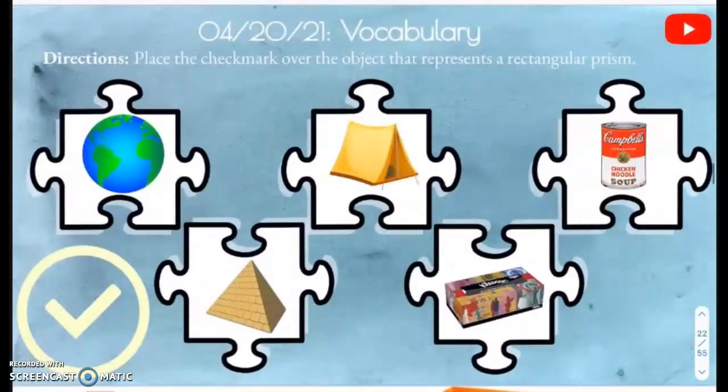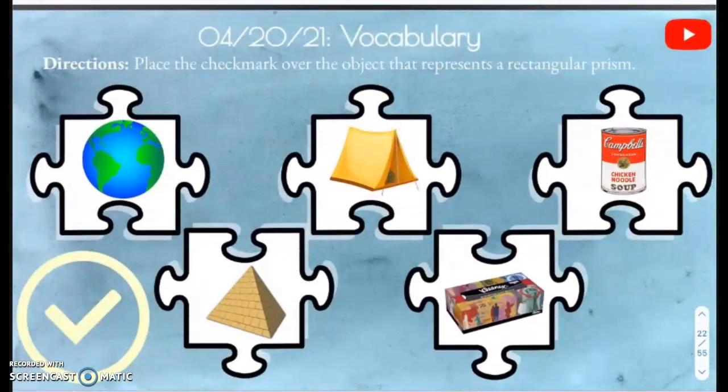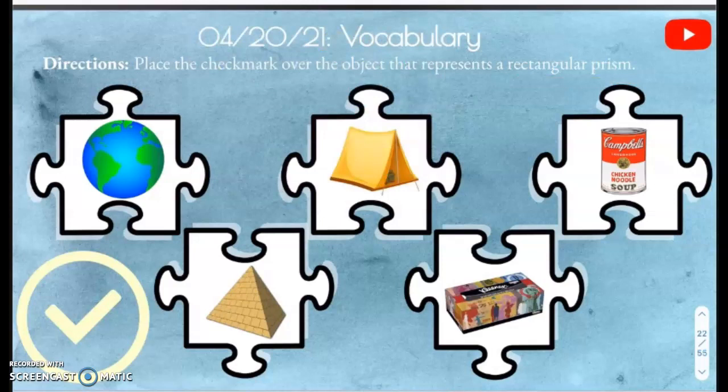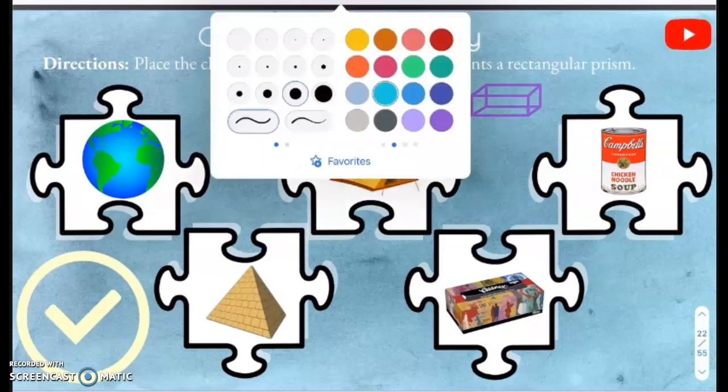All right, so we're going to place a check mark over the object that represents a rectangular prism. So a rectangular prism is going to have some rectangles. So if we have some rectangles, they're going to have all sides of rectangles. There's not going to be any triangles, hence the name rectangular prism. So which of these is going to look like this?